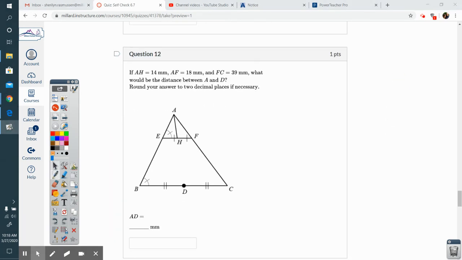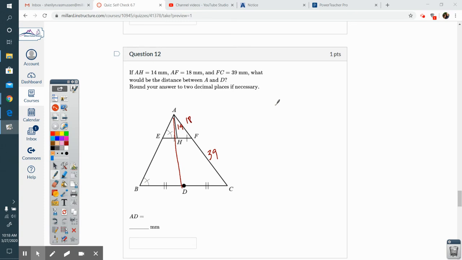Okay, so let's label this one. If AH is 14, AF on this side is 18, FC is 39, what would be the distance from A to D? So it's asking you for this distance. And that's a total distance. We've got similar triangles because of these angles here and such. So we will just set this up.